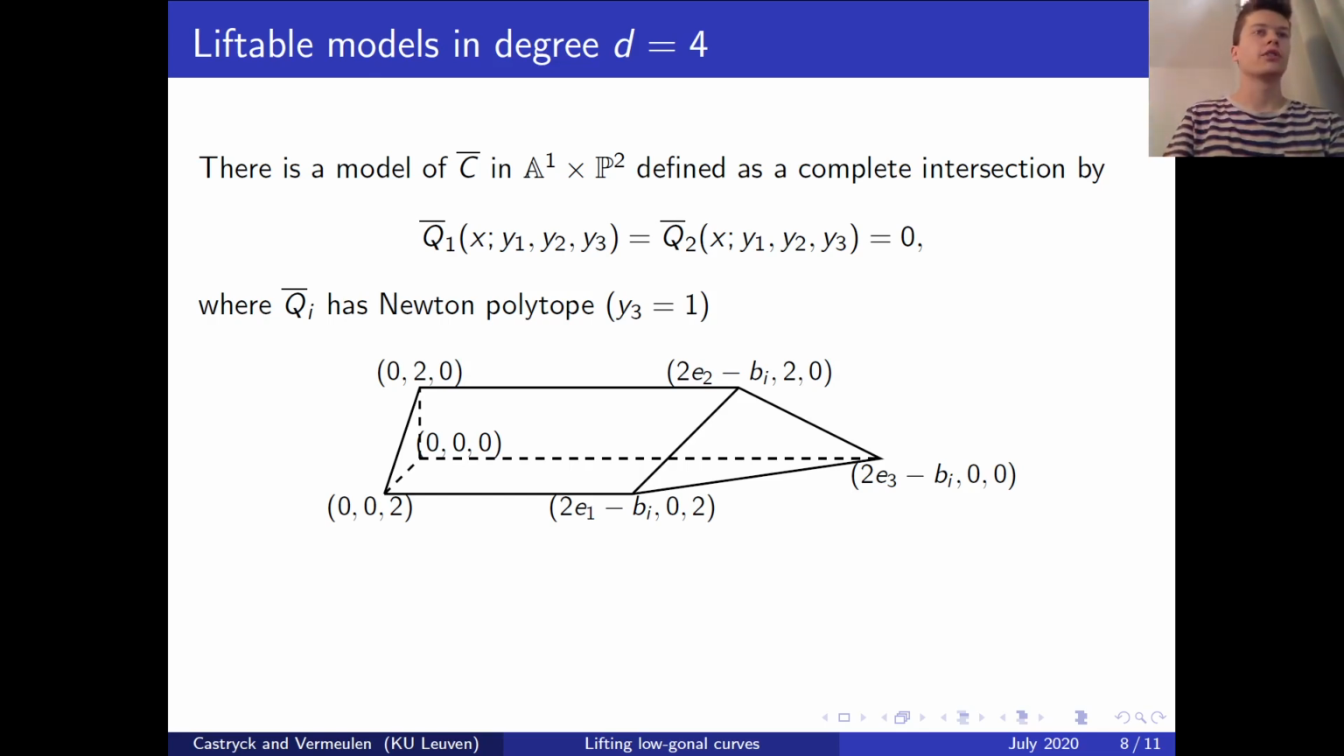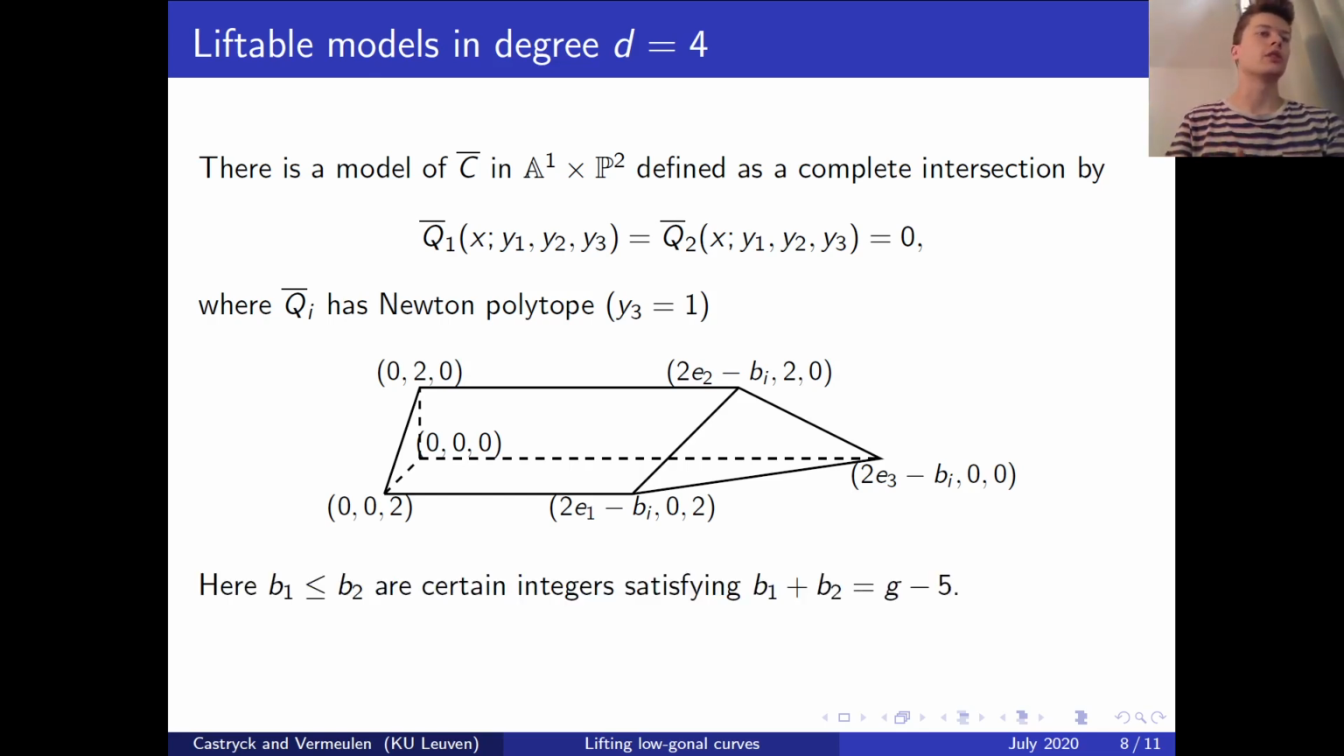And what are these integers bi? Well, there are certain integers which satisfy b1 plus b2 is g minus 5, and they are uniquely associated to the curve together with the map to P1. And this is kind of a bad definition of this bi, but it will work for the purpose of this talk.